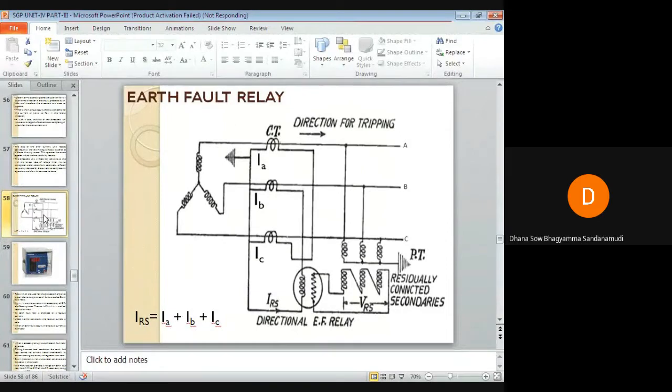The current coil of the directional element is energized by the residual current, and the potential coil is energized by the residual voltage. This connection is suitable for the places where the neutral point is not available, meaning when it is not grounded.